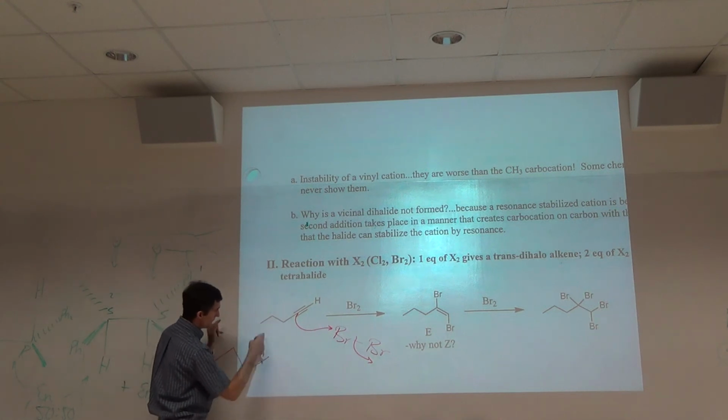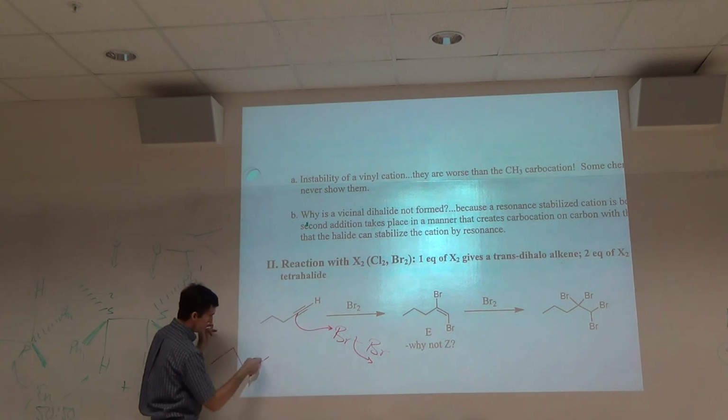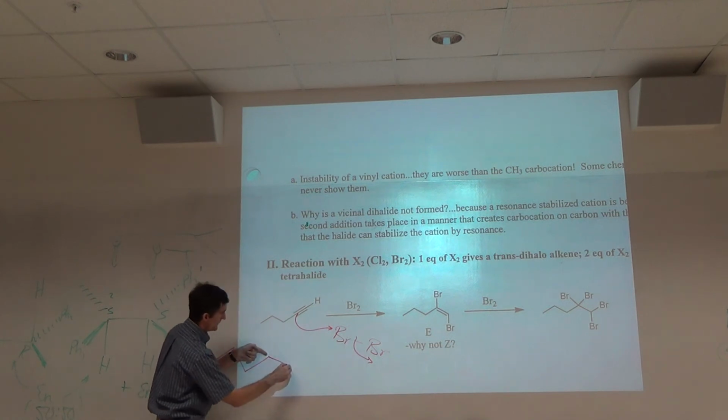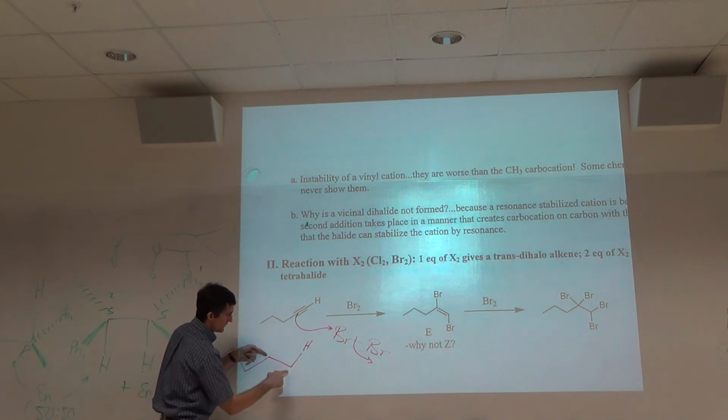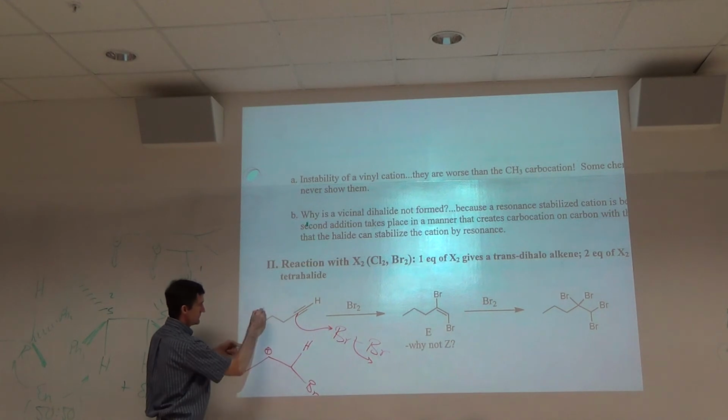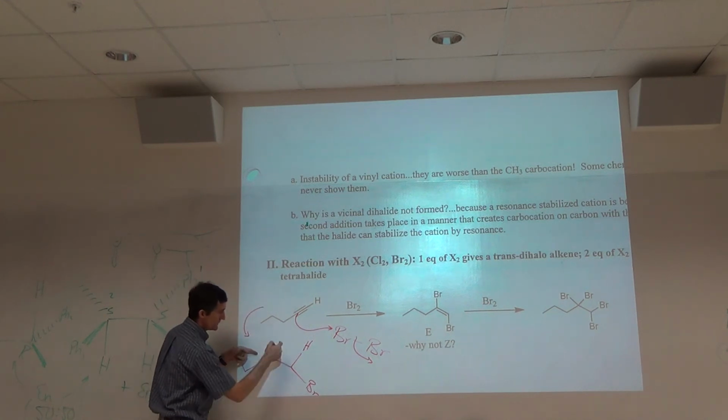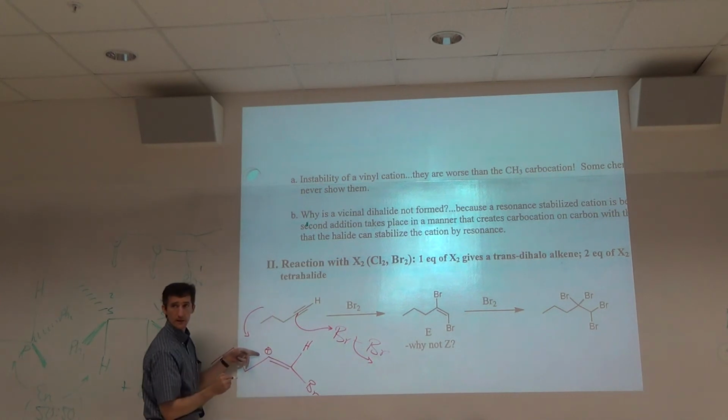Don't lose track of carbons. 1, 2, 3, 4, 5. 1, 2, 3, 4, 5. And H. There's now a Br on this carbon and a plus here. But we only used one pi bond, so there should be a double bond remaining.